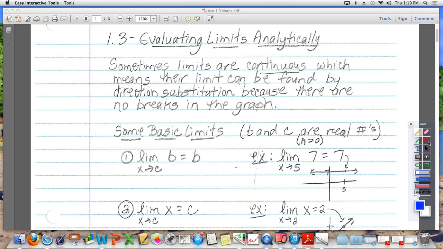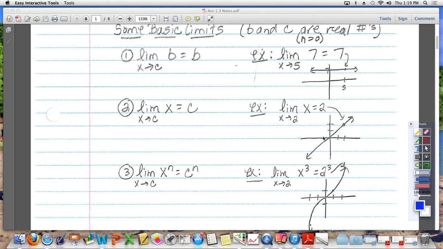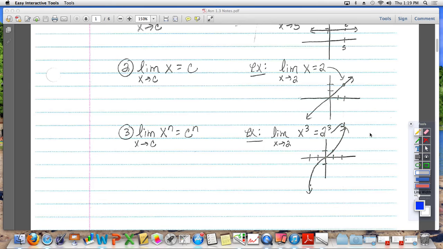Thank you. Number 2. The limit of x as x approaches c is equal to whatever the c value is. So we need to talk about that function, x, right here. That's a horizontal line, not a horizontal line. That is a diagonal line.